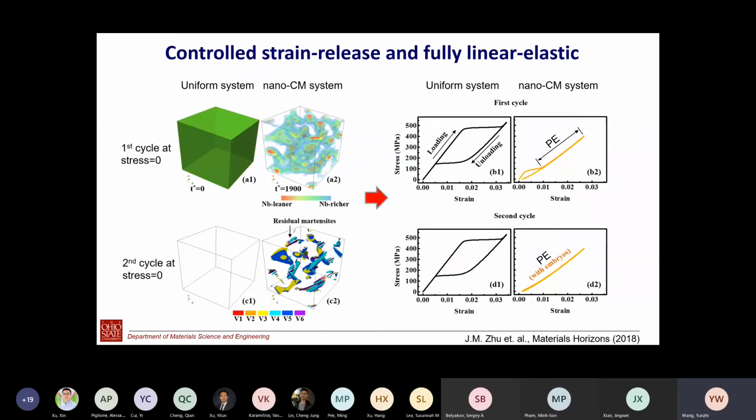During the second cycle, those serve as stable martensite embryos. They are ready to go. You don't need nucleation anymore, and they simply grow. They cannot grow too much because they are confined by the other martensitic domains. This is the stress-strain curve for the uniform system for the first cycle and second cycle. It doesn't change much.